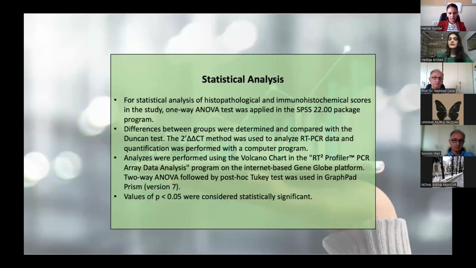And for the statistical analysis, we used ANOVA testing for histopathological and immunohistochemical scores. For the RT-PCR test, basically we check the fold change with the help of the gene glow method. And for the other purposes, we use GraphPad.